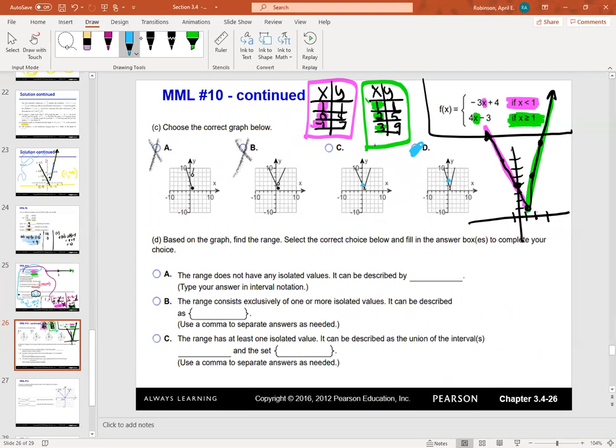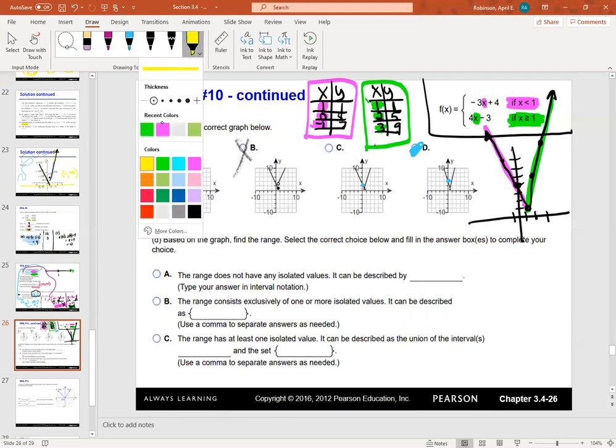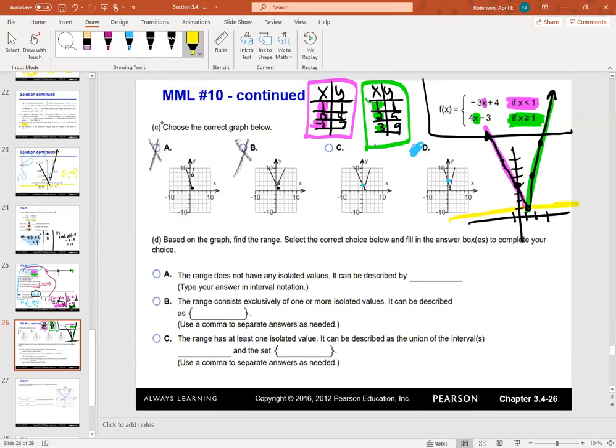And then it says, based on the graph, find the range. Remember the range is how it is placed vertically. So you're looking for the lowest point, which would be right here. And that lowest point is at 1. And it includes the 1 because I had to bubble in the dot there when I did the green part. And then it keeps going up, so it goes to infinity.